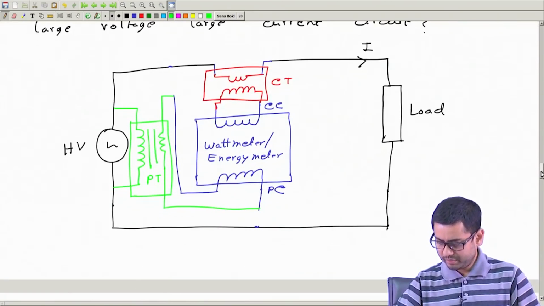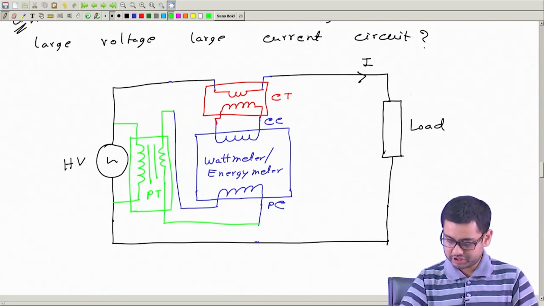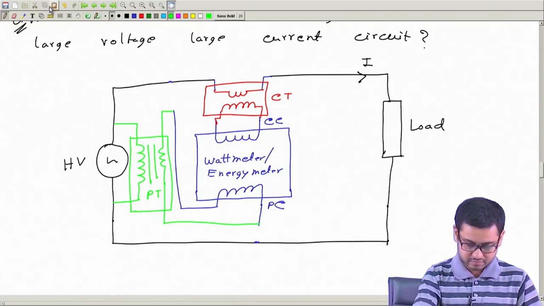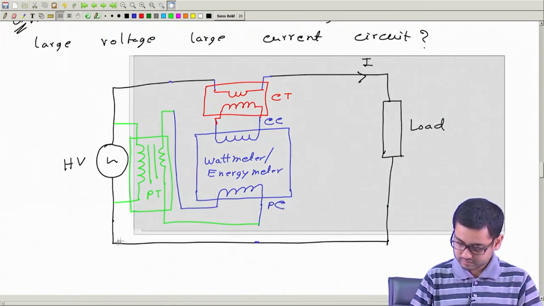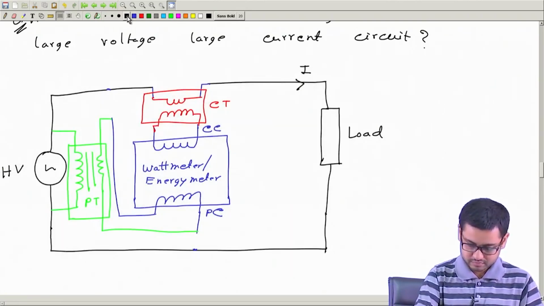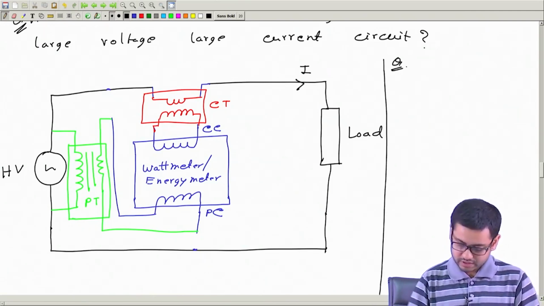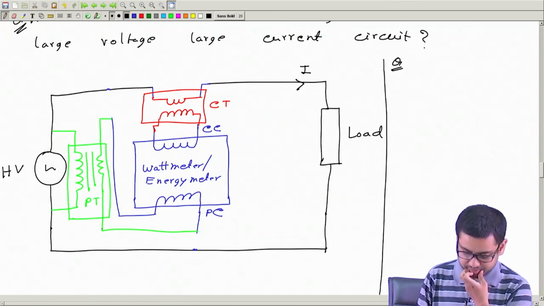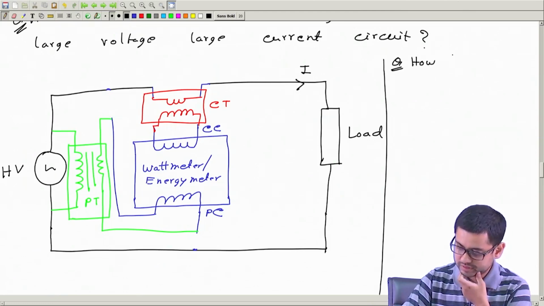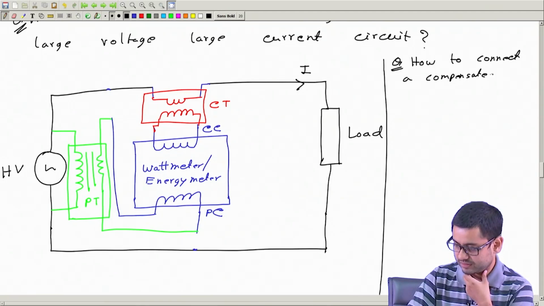That's so simple, but if you are interested, I will give you some thought exercise. Think of yourself, for example, how to connect a compensated wattmeter.